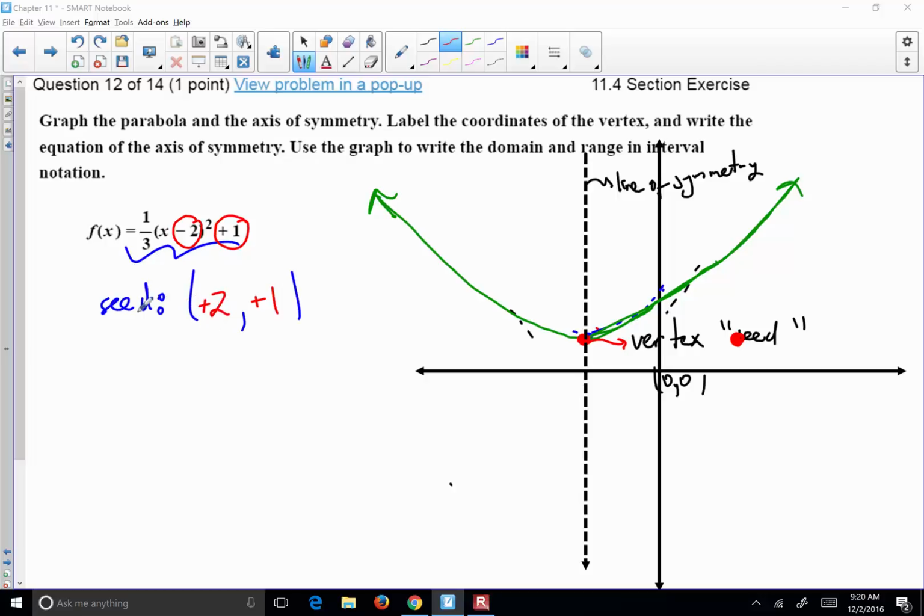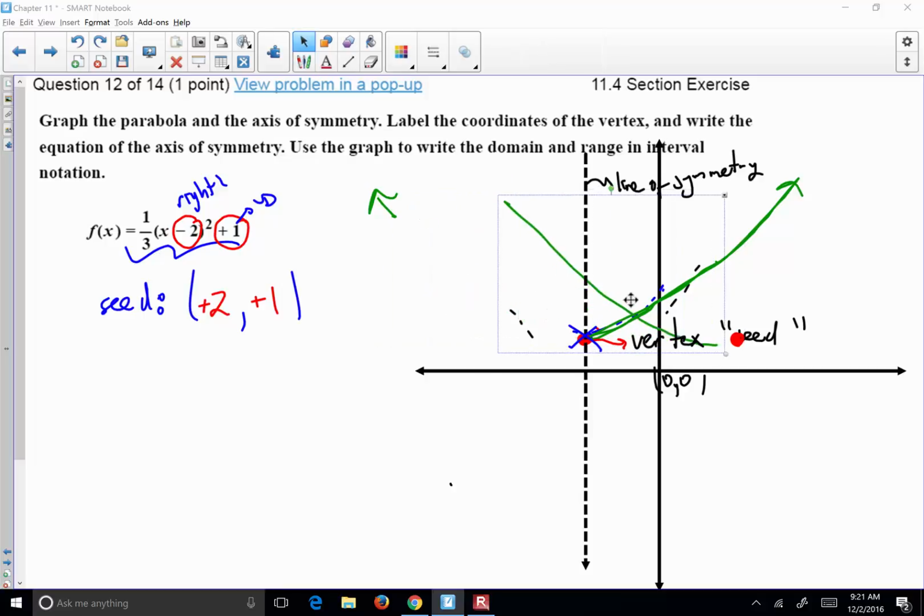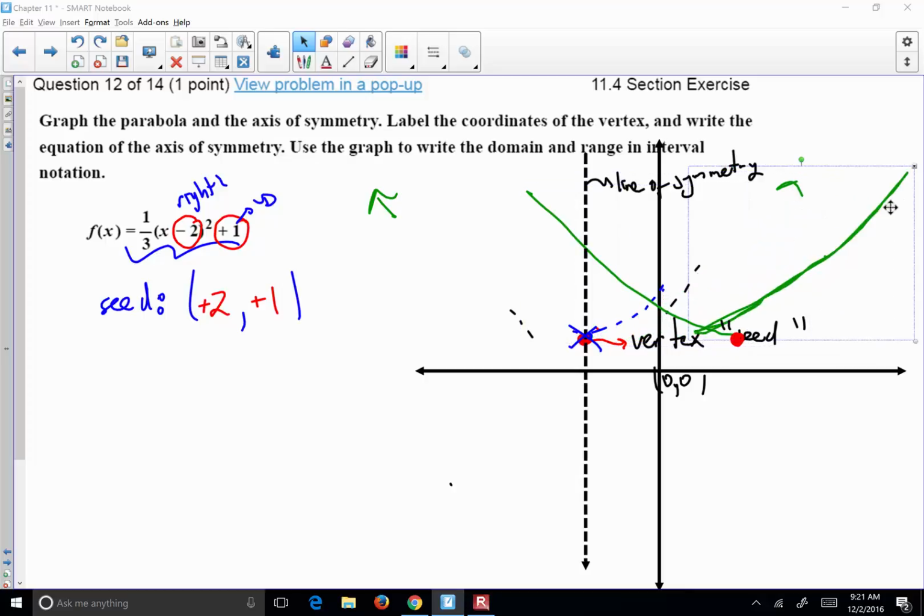No, we should flip it to get the seed location. So the seed location must be 2, and this is wrong. How did my graph end up being here? Oh, because I went left, right? I said this is a left, but it should have been a right shift. This is a right 2. This is up 1. So I can still fix it. Instead of moving 2 left, we should have moved it 2 right.